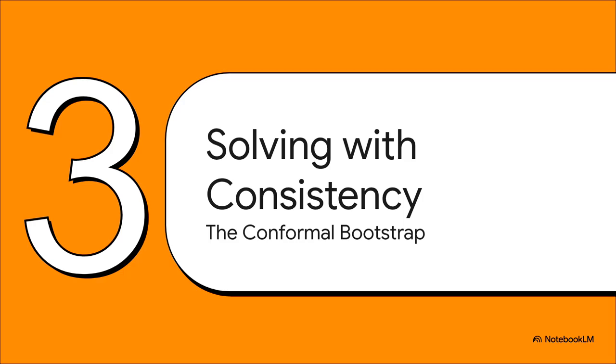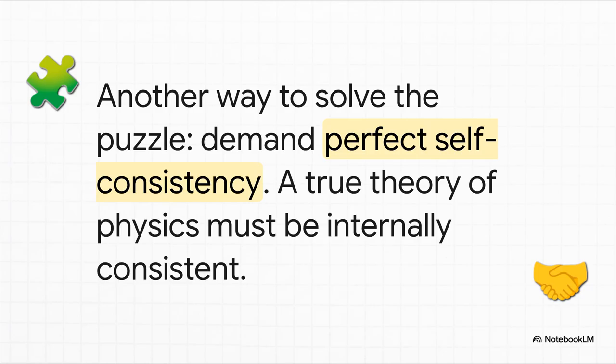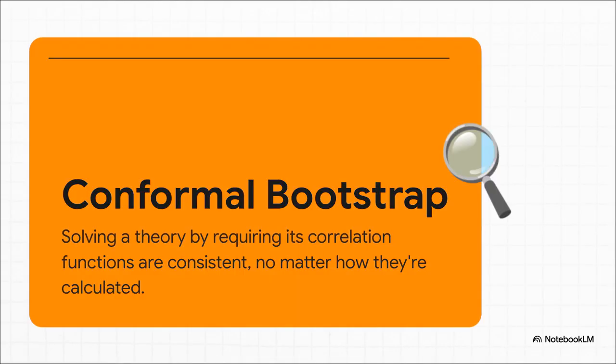Instead of filtering, this method builds a theory from the ground up, based on one simple, beautiful demand: perfect self-consistency. Yeah, there's another way to solve the whole puzzle, and it's all about demanding perfect self-consistency. The idea is that a true law of physics can't contradict itself. The answer you get shouldn't depend on how you calculated it. This whole approach is called the conformal bootstrap.